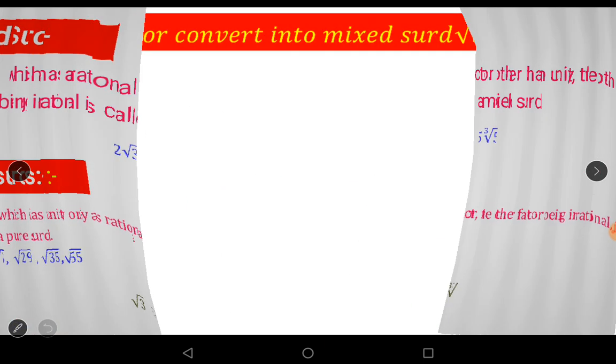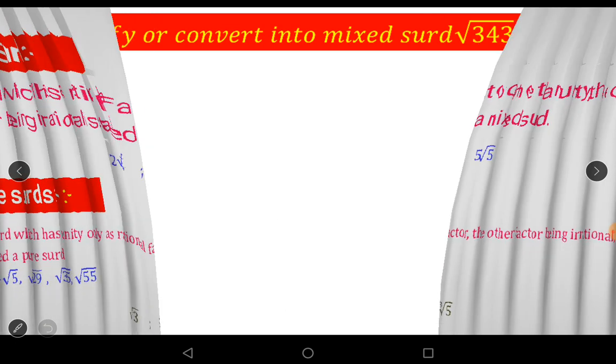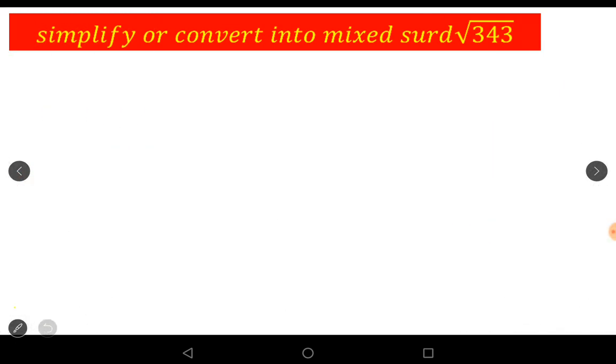Next one. First question: simplify, or convert into a mixed surd, root 343. Observe here, root 343 is the given number. The rational factor, the coefficient, is 1, so root 343 is a pure surd. So convert it into a mixed surd.